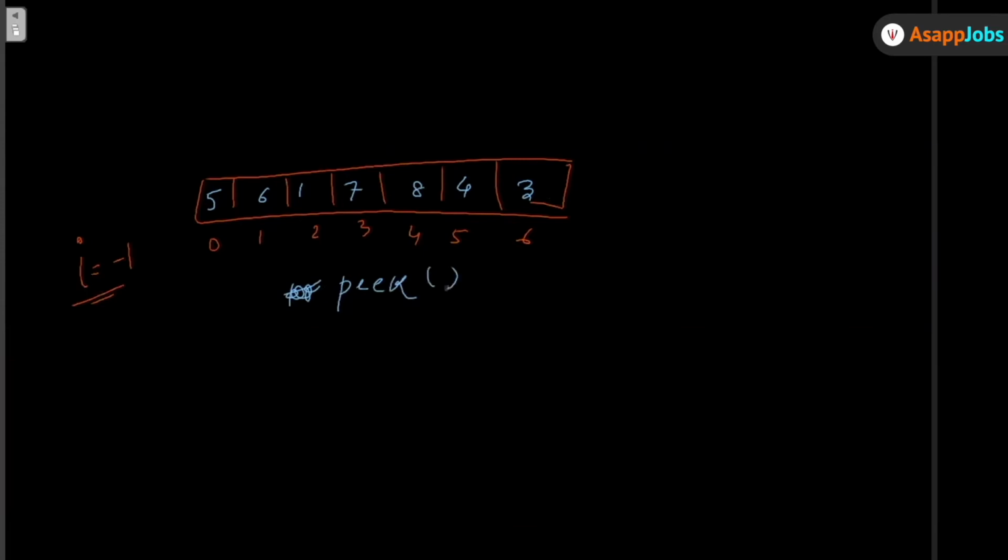So when you do a peak, it will return you 3. Now you get this, but how can you know with this that this is full? Sir, index of the peak. Okay, index of the peak is equal to 6. Then I say it is a full.